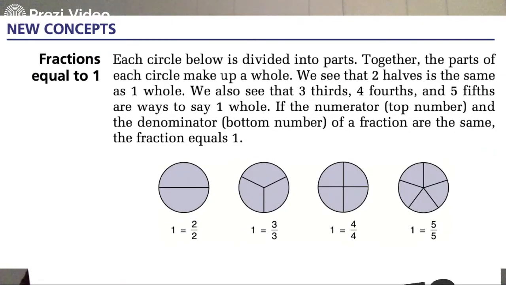If the numerator, the top number, and the denominator, the bottom number of a fraction, are the same, the fraction equals 1. So if you look over here at the fraction models below, you can see that the entire circle is shaded in. That's another way to know that you have 1 whole. The number of pieces shaded in is your numerator, the amount of pieces you have is your denominator, and when they're all equal, they equal 1.